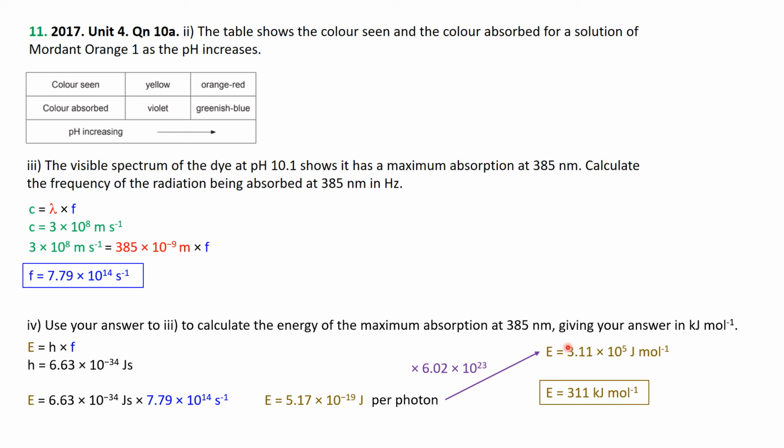Do note this, that at least up till now, the A level really is into the kilojoules per mole. So once you've used this equation, E equals h times frequency, you have to do two more things: turn it to per mole, and then turn it to kilojoules.